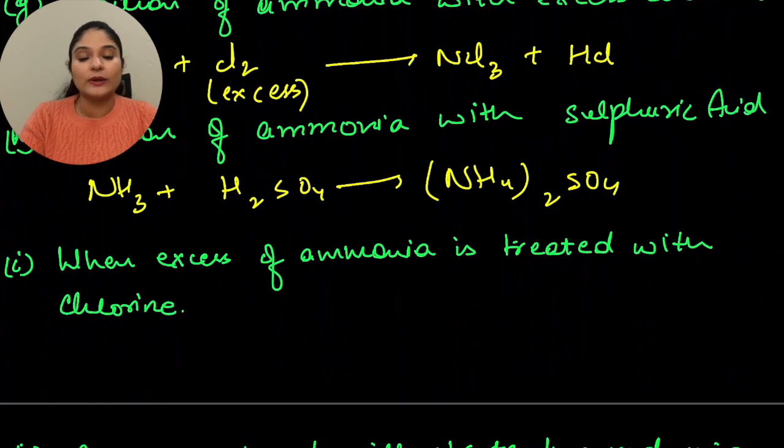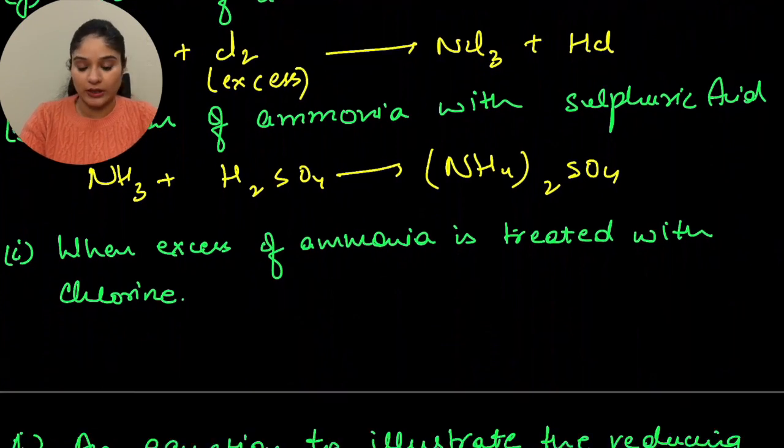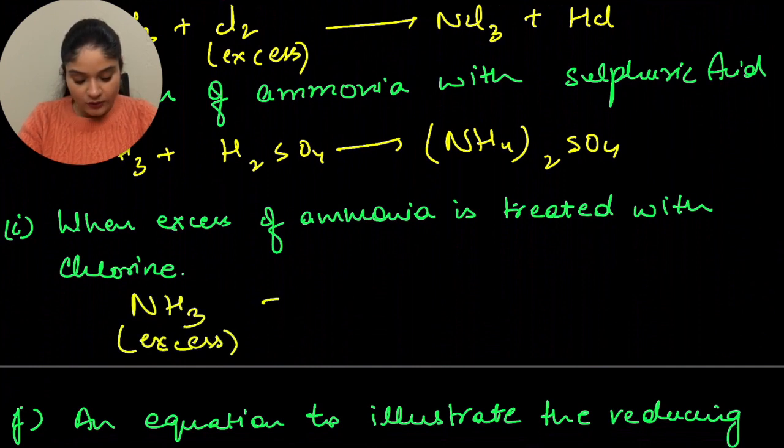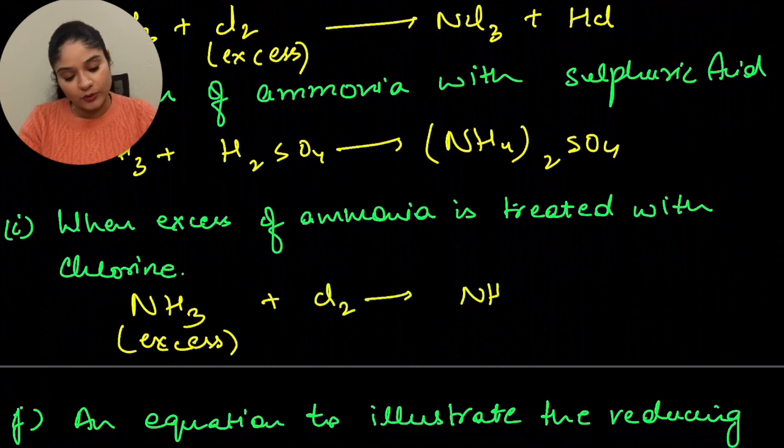The next is when excess of ammonia is treated with chlorine. So you have ammonia, NH3, this is in excess, and you are reacting that with chlorine. In this case what you will get is ammonium chloride plus nitrogen gas.